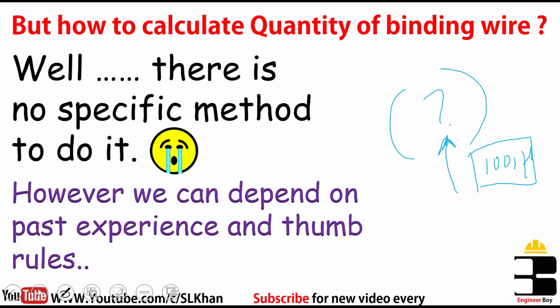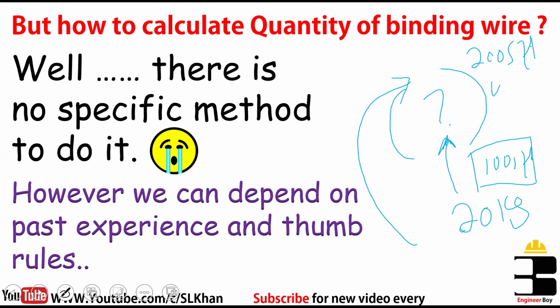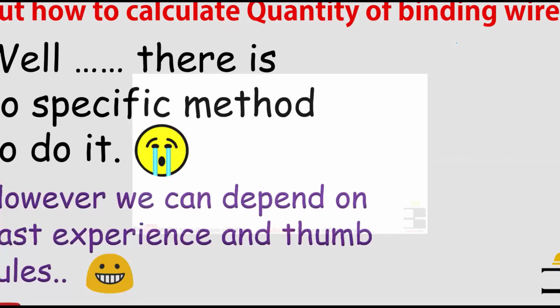Let's say in the previous project the covered area was 100 SFT and you used, let's say, 20 kgs of binding wire. It means for the next project, if it is 200 SFT, then you may require 40 kgs of binding wire. So this is the basic thing for the binding wire, which is a thumb rule and depends on past experiences.